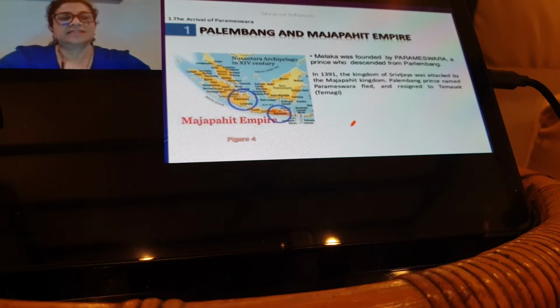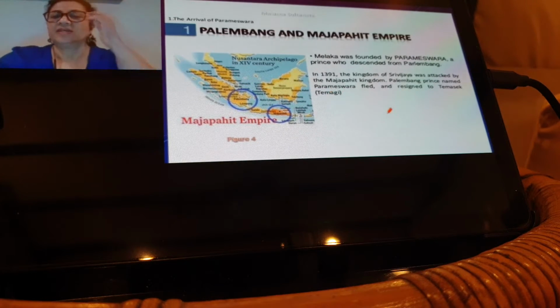Now, in 1391, the kingdom of Srivijaya was attacked by the Majapahit kingdom. So you find it's Majapahit here. And as a result, Parameswara fled to Temasek, which is the old name for Singapore.